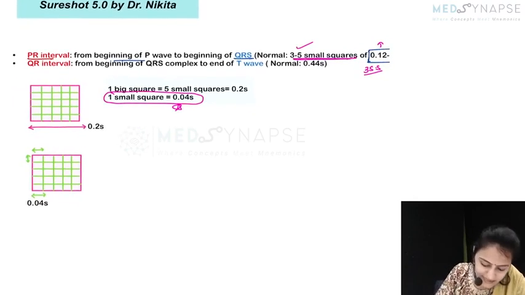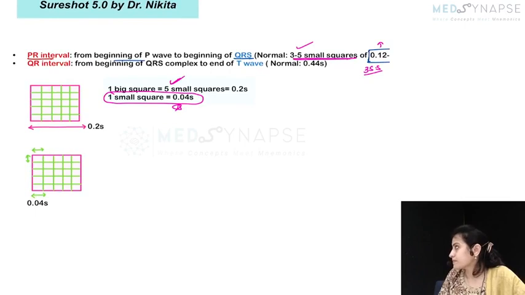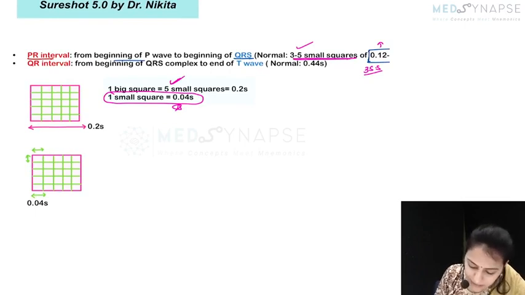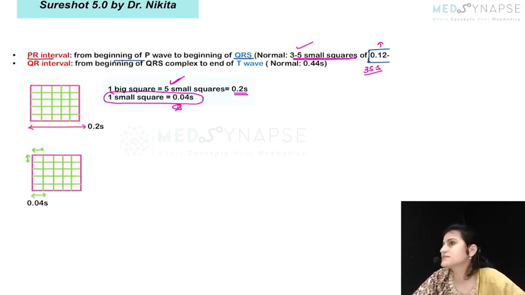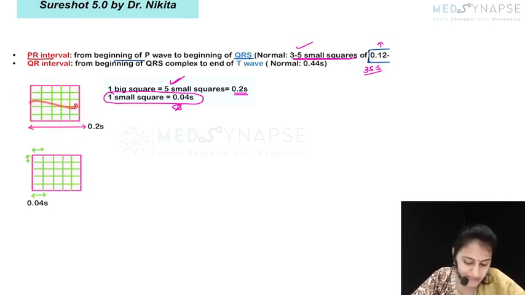So if you look at the ECG, one big square has 5 small squares. So that will be how many seconds? 0.04 into 5, that is 0.2 seconds. So I can say that PR interval is basically one big square. The normal upper limit is one big square.